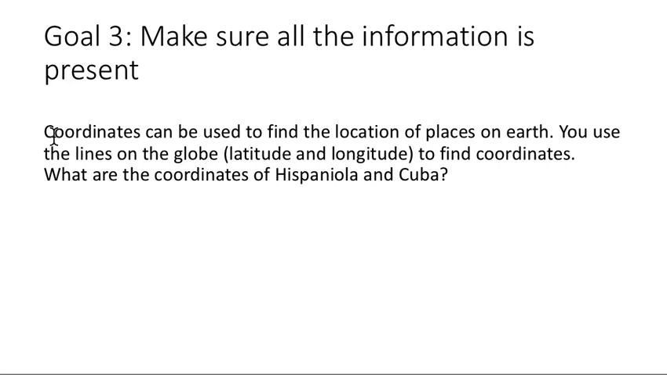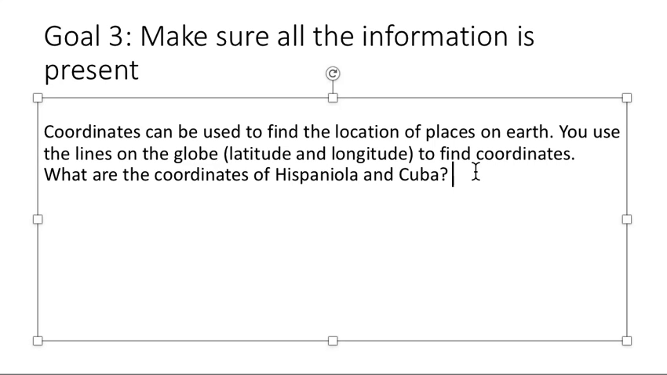So an example like this: coordinates can often be used to find locations of places on Earth. Use a globe to find coordinates, and then find the coordinates of Hispaniola and Cuba. Now this is pretty good depending on what level of detail is on that globe. Having students use their own globe, if all students had their own globe, would work. Having them all get up and go to the globe in the classroom wouldn't. That would be kind of a disaster.